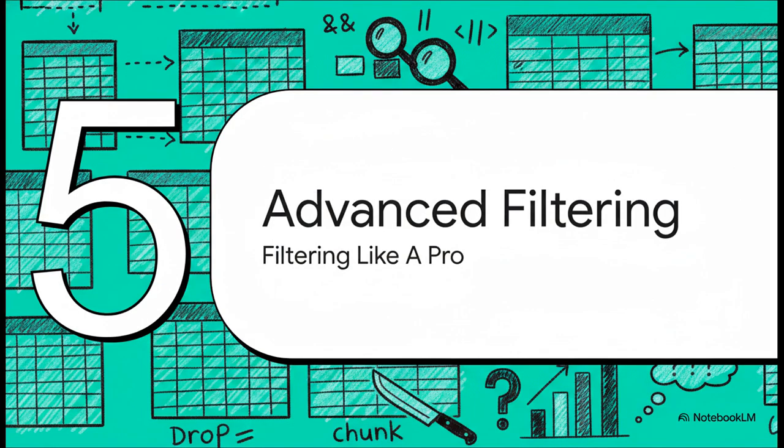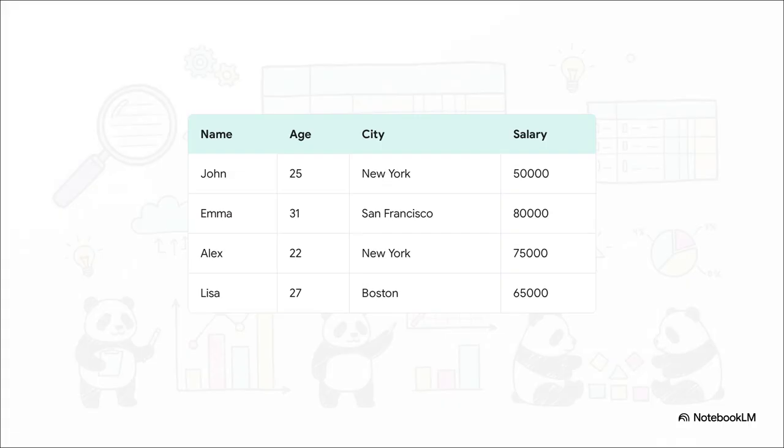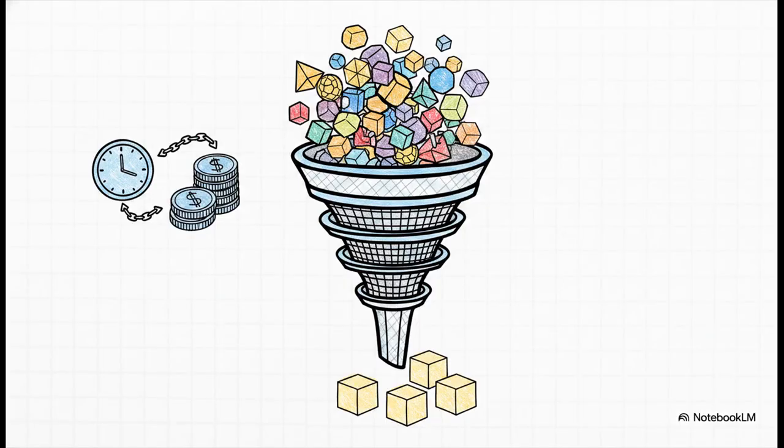Now for Section 5, Advanced Filtering, filtering like a pro. Dropping columns is easy, but finding highly specific rows requires a bit more finesse. Imagine we've got this raw data set, and our goal is to find young, high-earning employees for a targeted campaign. Doing this in standard Python would mean manually iterating through every single row, one by one. But in Pandas, we literally just apply a Boolean condition. It's exactly like standard Python logic.